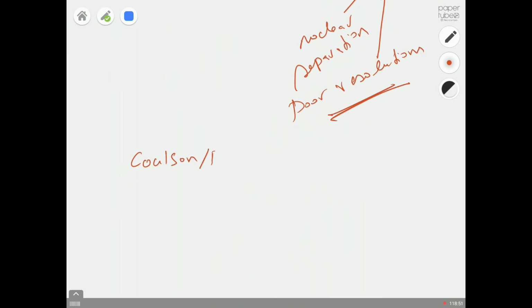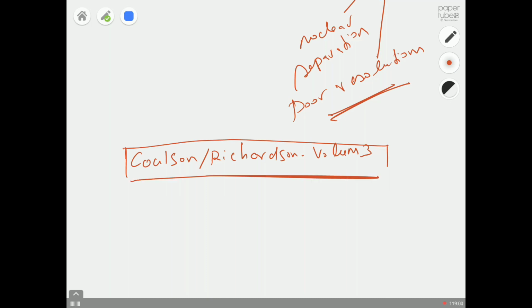Coulson and Richardson, volume 3. It's a very good book. You can learn a lot about chromatography in this book. Apart from that, I'm using some specialized books on chromatography. I used a few more books, even some handbook on chromatography. So I won't recommend you to read all those books for this one particular chapter. So just listen to these lectures and then read the book Coulson and Richardson. That should be more than enough.